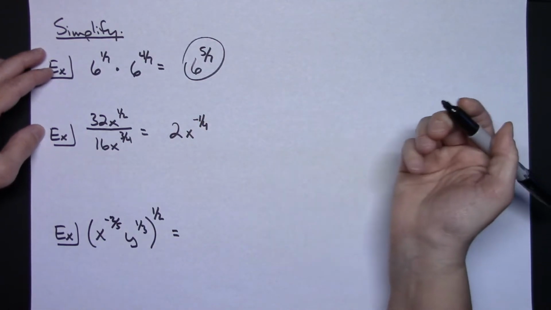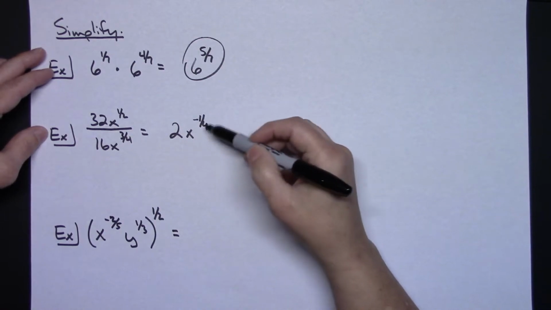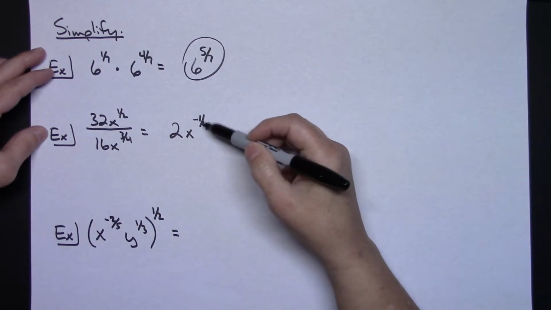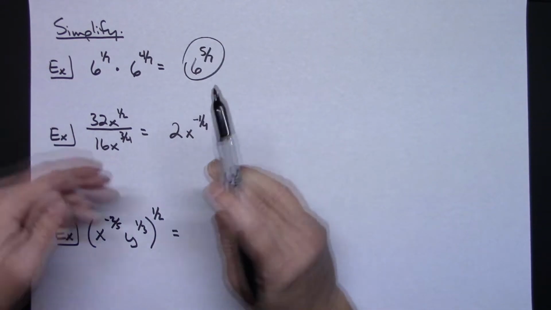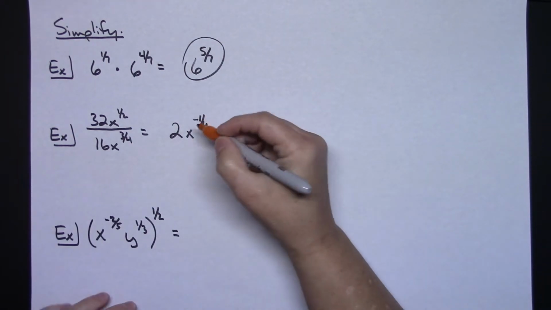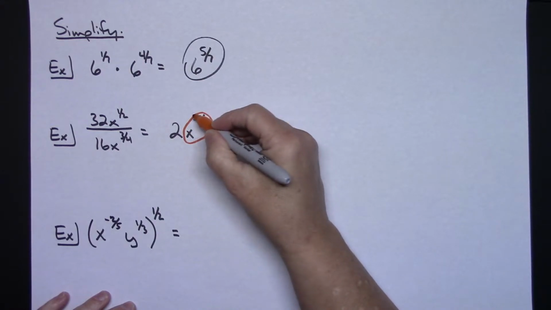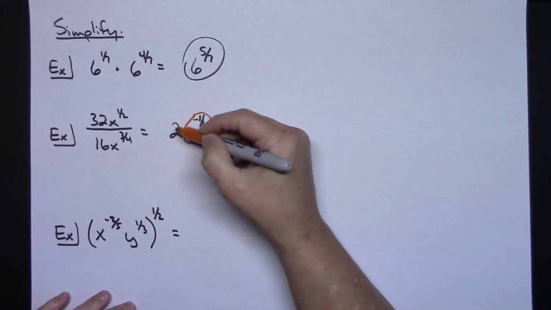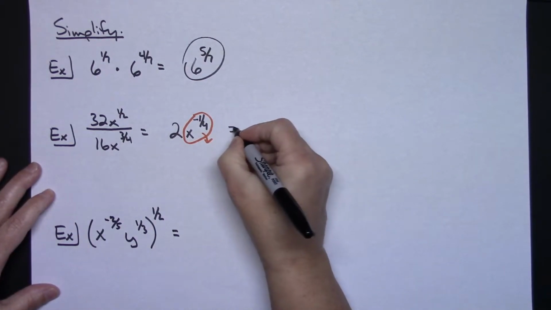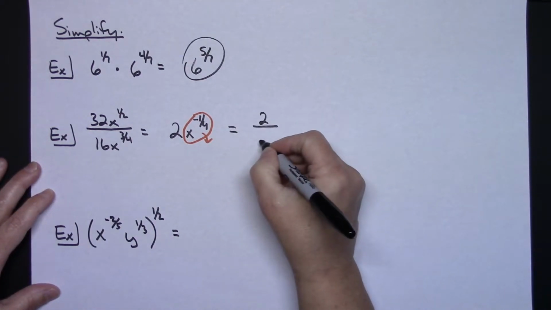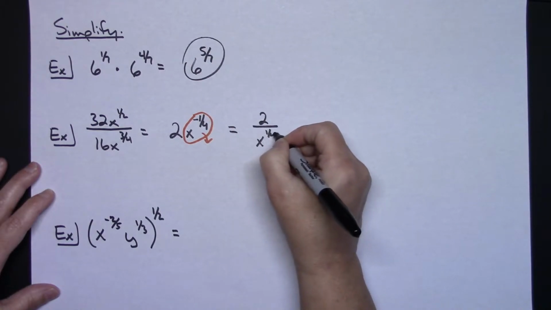Okay, and then from the first video we learned how to get rid of negative exponents. Basically all you have to do is move them to the denominator. So in this case, this x to the negative 1/4 is going to get moved to the denominator, but that 2, that coefficient, is going to stay in the numerator. So then I'm going to have 2 over x to a positive 1/4.